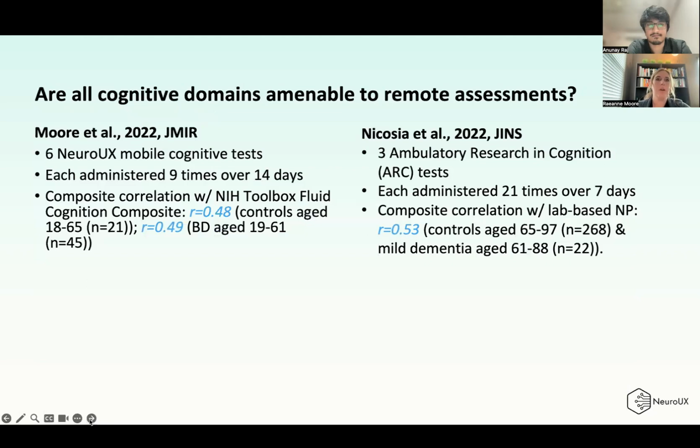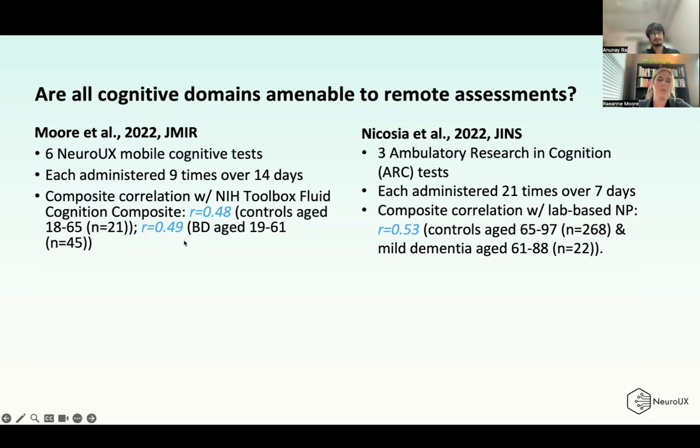Now, when we think about whether cognitive domains are all amenable to remote testing, there have been a couple of studies that have looked at creating a composite with mobile cognitive tests. One is one of my studies using 6 of the NeuroUX mobile cognitive tests. And we compared it to the NIH Toolbox Fluid Cognition Composite.